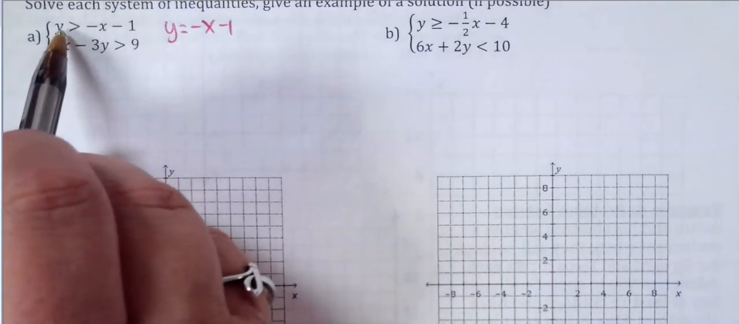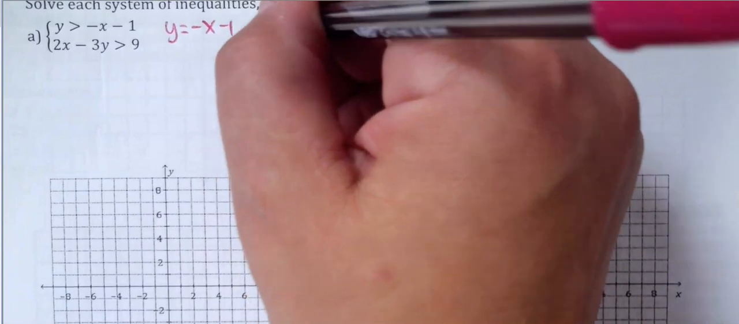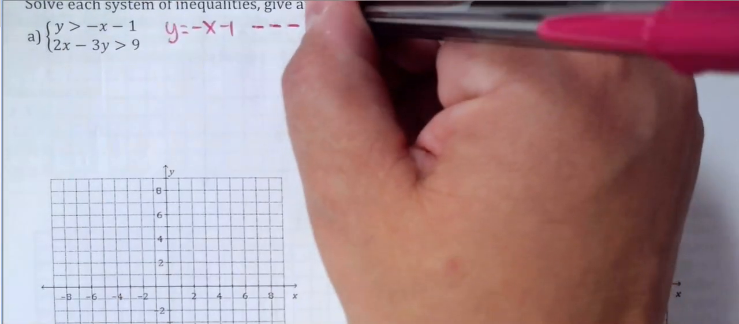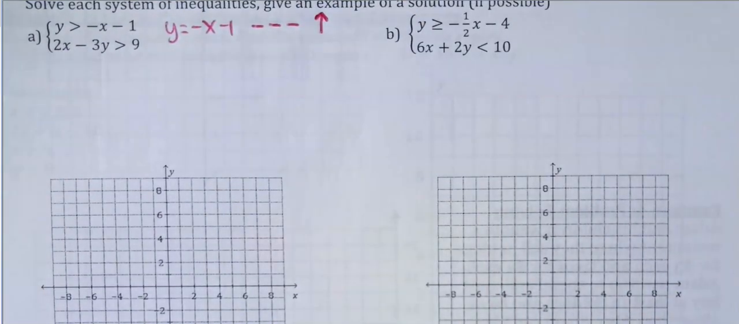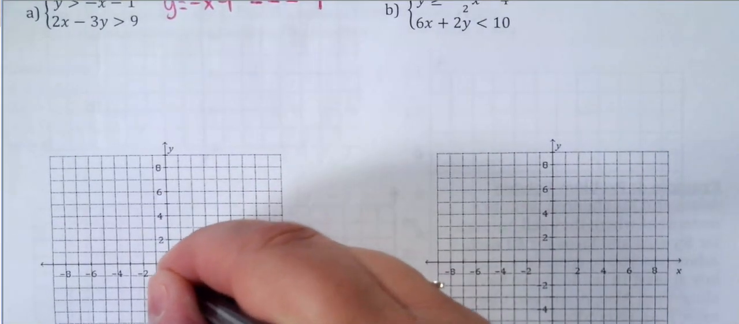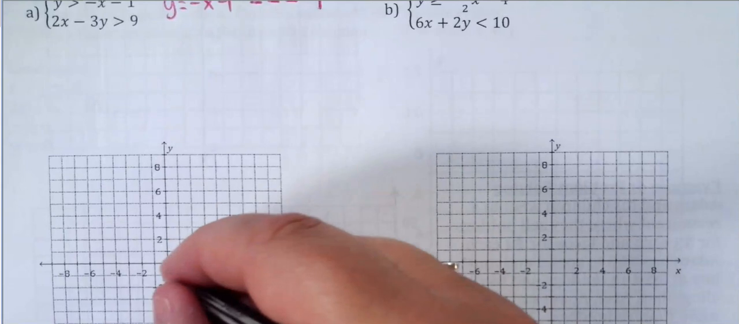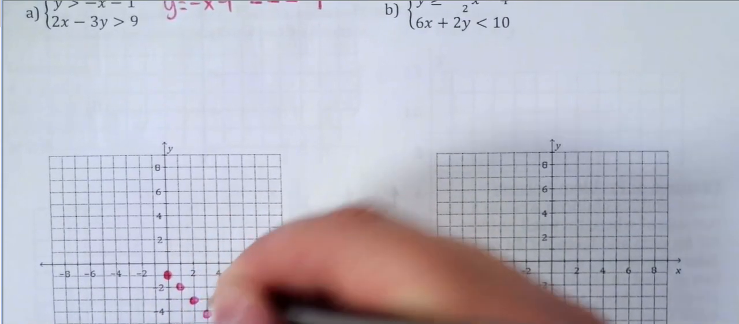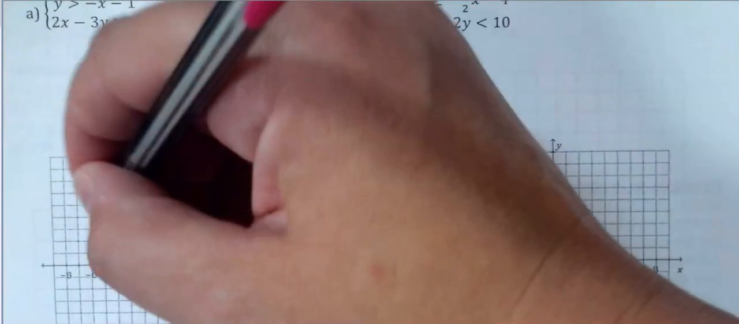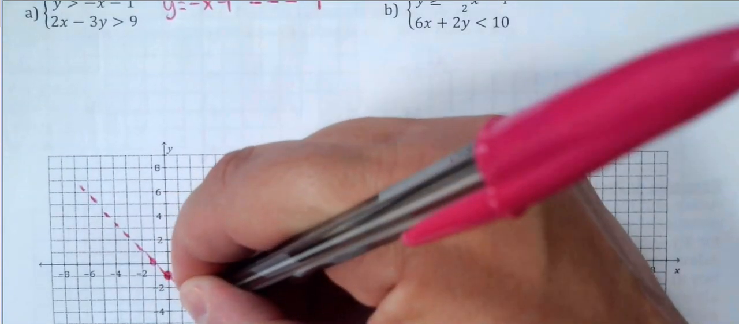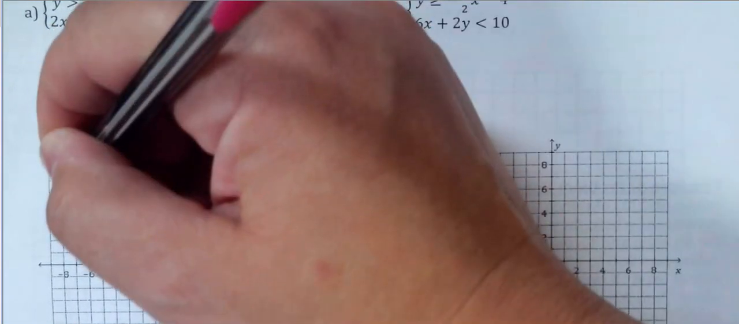This says y is greater than. So this is just going to be a dashed line. And if y is greater than, I'm going to shade above that line when I do my shading. So I'm just going to come down here to the graph. Just go to negative 1 on your y-axis, the y-intercept. My slope's negative 1, so I'm just going to go down 1 over 1. And I'm just going to do my best to draw a dashed line through this. It doesn't have to be perfect.